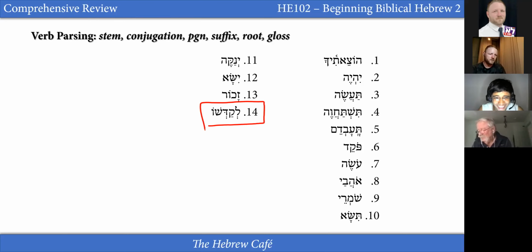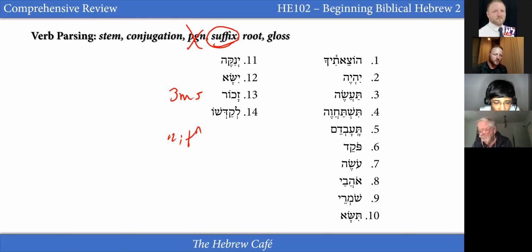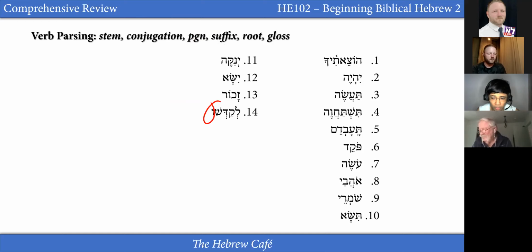Infinitive construct. Of what stem? A doubling there. So piel conjugation, infinitive construct, PGN none, suffix the O there, 3ms. In this case, it means it because it's talking about the Sabbath day. Kadash, root kadash, to sanctify, to make holy. So to make him, to make it holy.